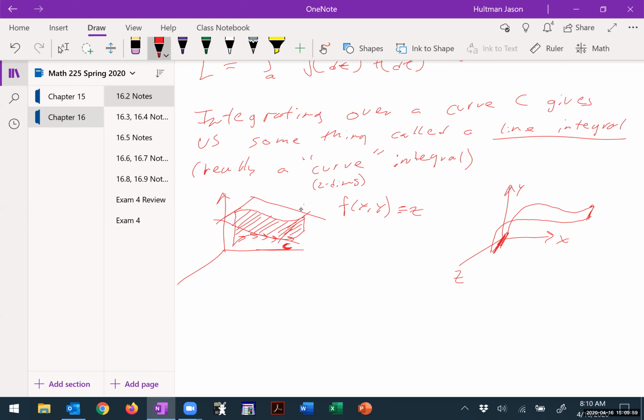And then what's my surface going to look like? It's going to look like this. Think of a flag waving in the wind. This time the flag is horizontal instead of vertical. So what's the curve C in this case? The curve C would be this one. Maybe I'll just highlight it. This one right here is curve C, my curve in the XY plane.